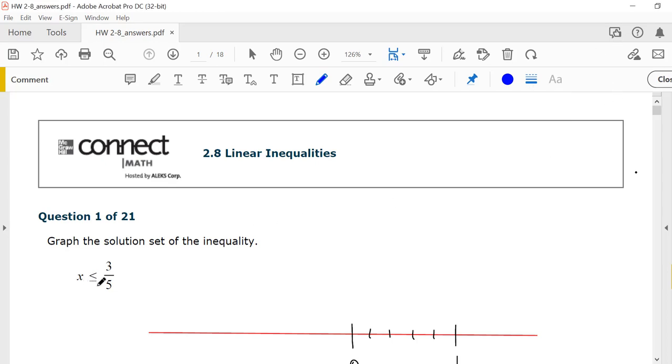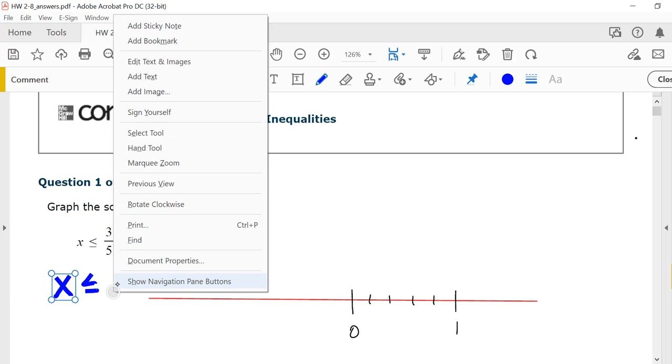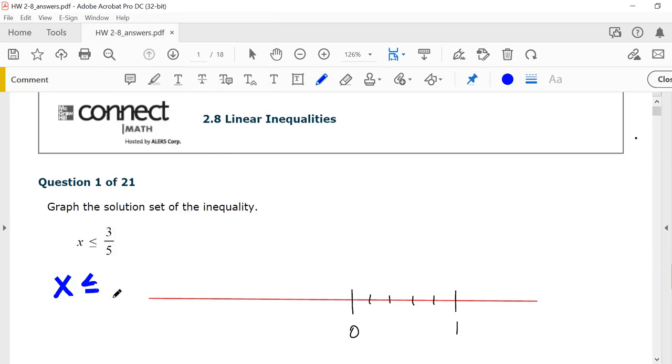To graph x less than or equal to 3/5, on the number line that you're given, 3/5 is between 0 and 1. And actually, if you do it on the calculator, you would see that x would be less than or equal to 0.6. So 0.6, 3/5 is 6/10. So I would go over here to 6/10, which is right here.